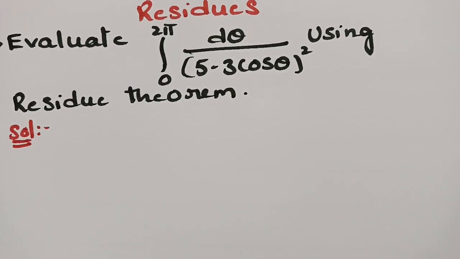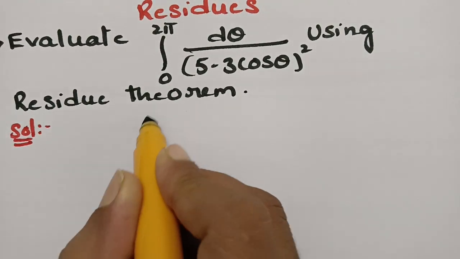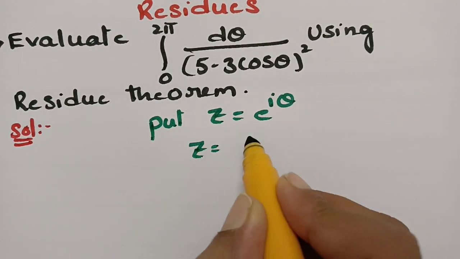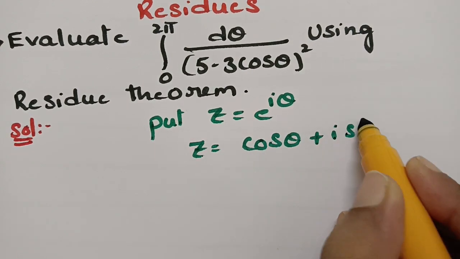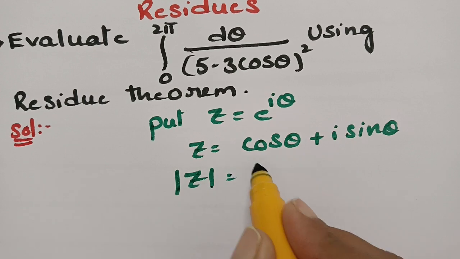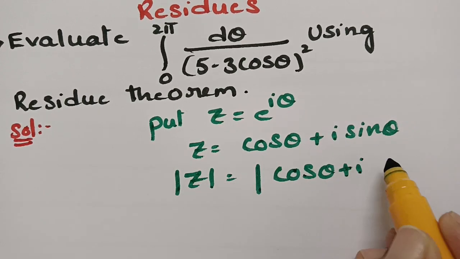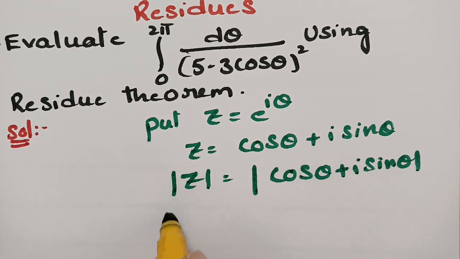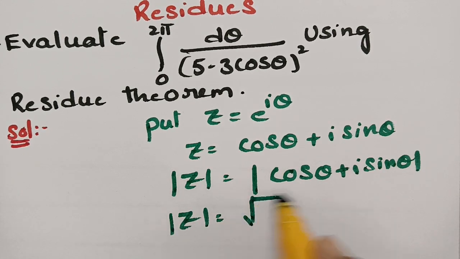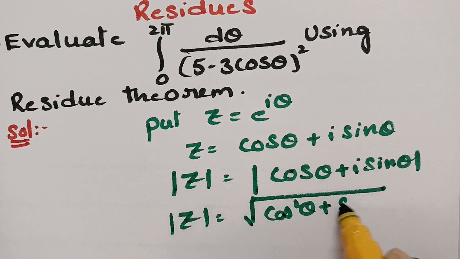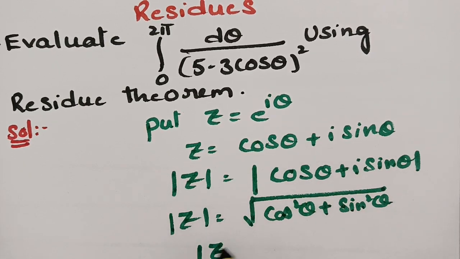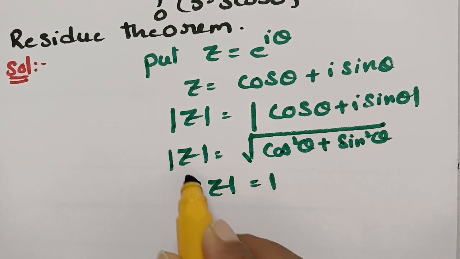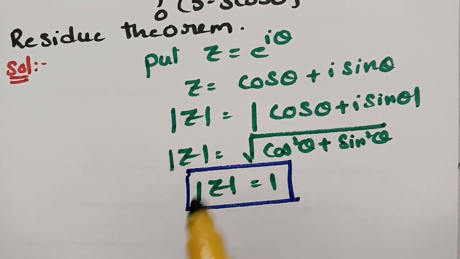As usual, in order to solve this, first I am putting z equal to e power i theta. What is e power i theta? This is nothing but cos theta plus i sin theta. I'll take the modulus on both sides. The modulus of z is the root of cos square theta plus sin square theta. Therefore mod z is equal to 1. So this is the region, a circle with center 0 and radius 1.